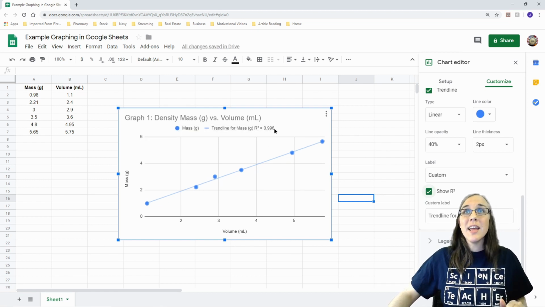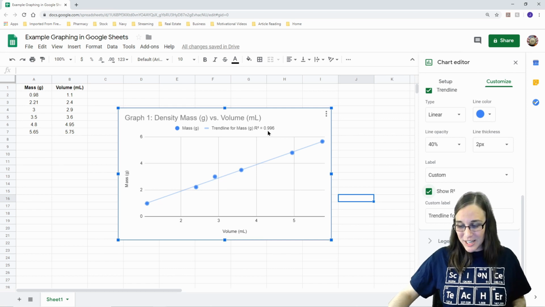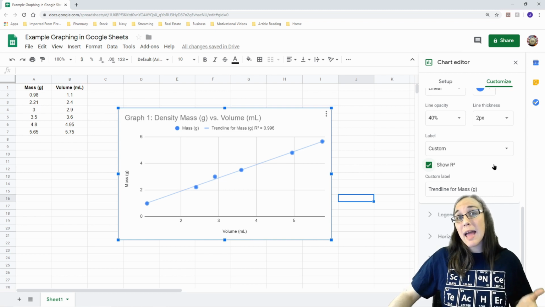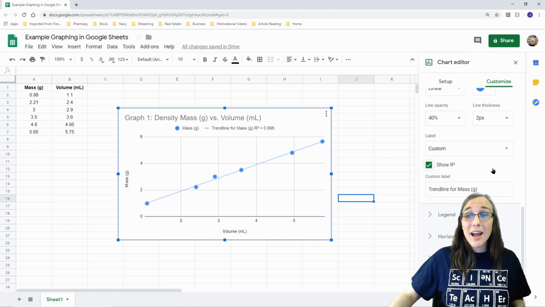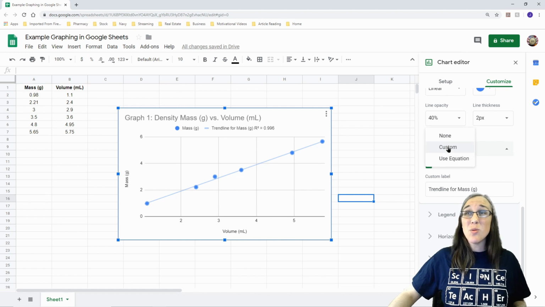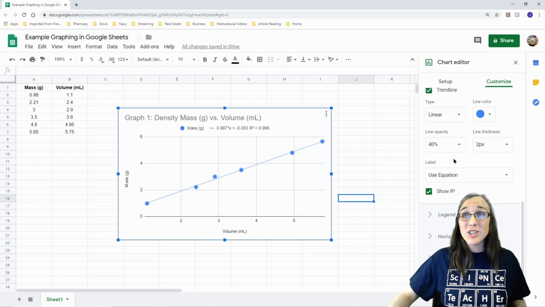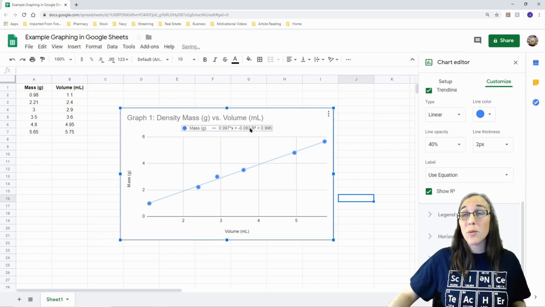I have an R-squared that's pretty close to 1. That's pretty excellent data in my opinion. So that's good. That's really good. Now that I have an R-squared value, I also want a y equals mx plus b equation of my line. In order to do that, I'm going to click on this label box here. Notice how it says custom. I don't want custom, I want use equation. So I'm going to click on use equation, and you'll see automatically now the system has put in an equation for me in y equals mx plus b format.